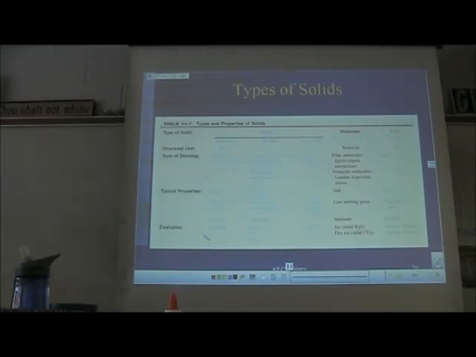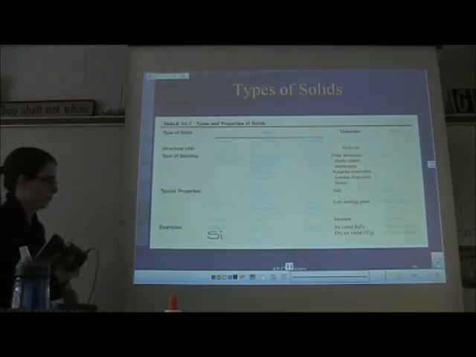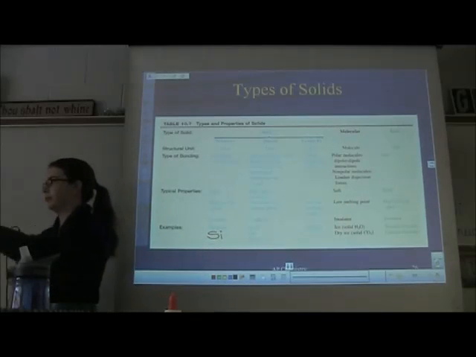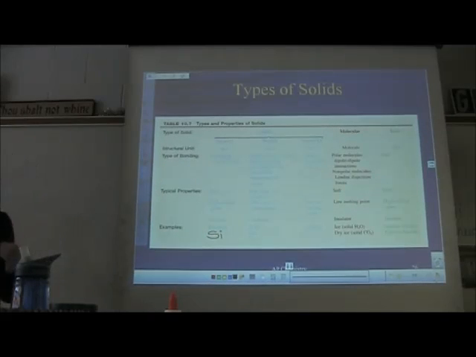Here are 2 more that I want you to know. The element silicon is a network solid. A lot of your parts in your computers are made of silicon. Okay? Here is another one, and I realize what I'm about to write is not a pure element. It is a compound. It's one of these weird exceptions. This is another network solid. Silicon dioxide.